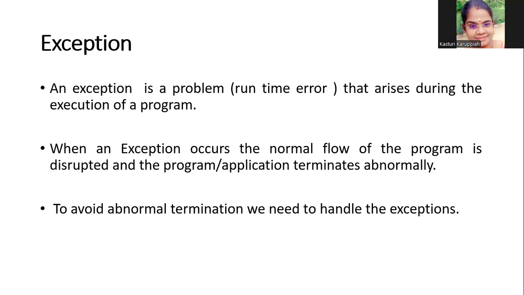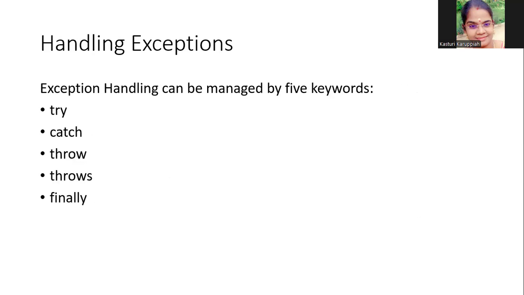What happens when the application or a program terminates abnormally? It means that the application or program is a failure. Therefore, we have to handle the exception at runtime, whatever the exception may be, so that the program or the application's execution will flow normally. Then what are the concepts we are going to see inside exception handling?